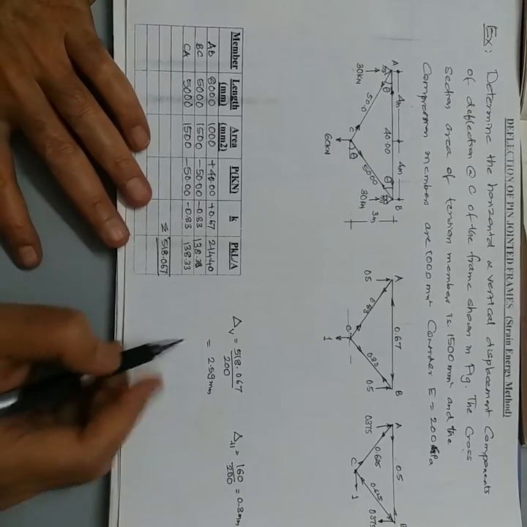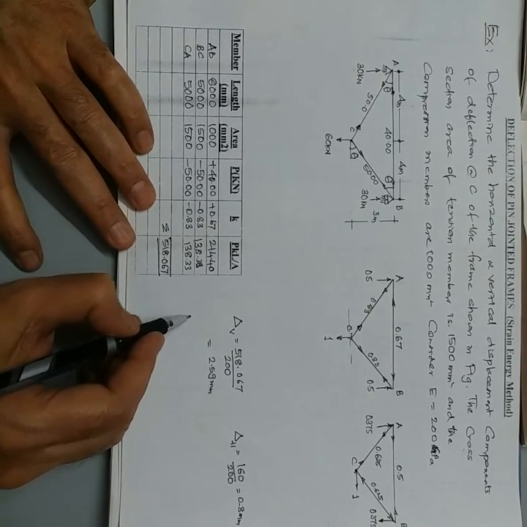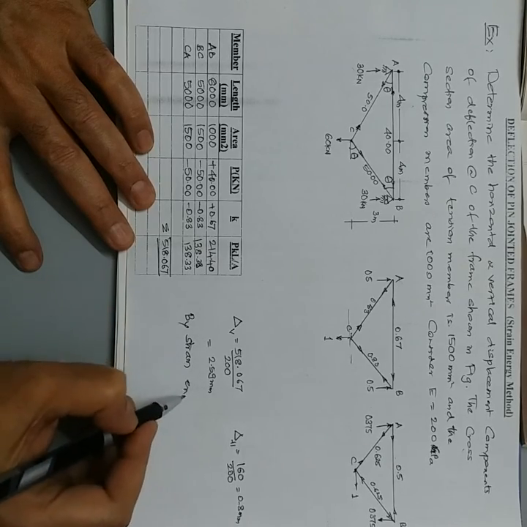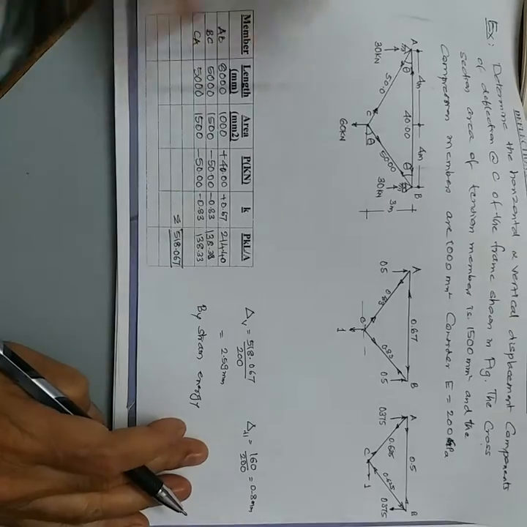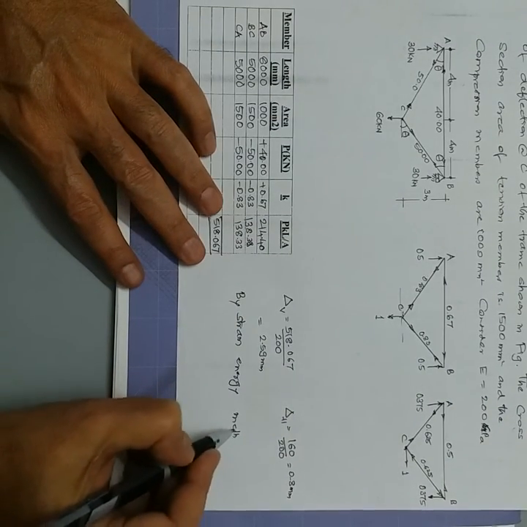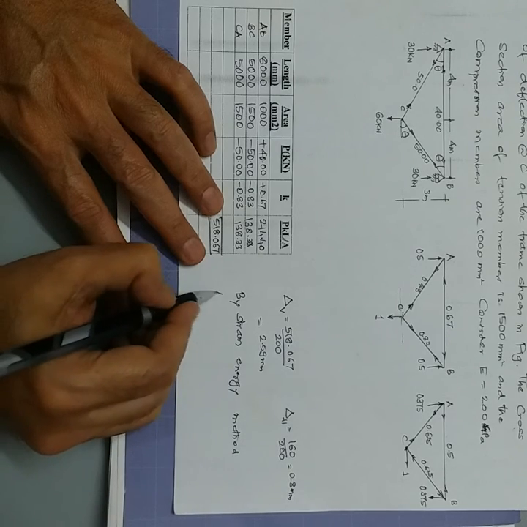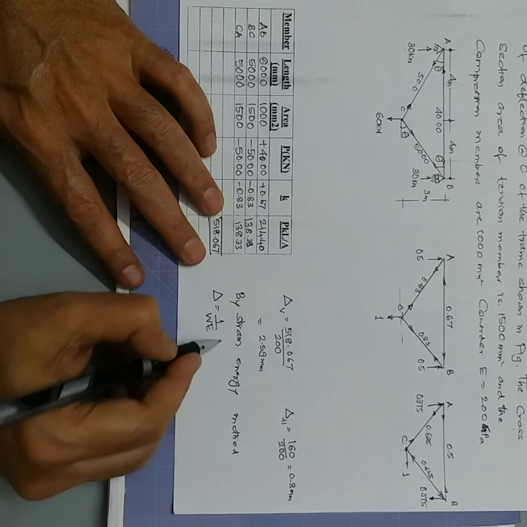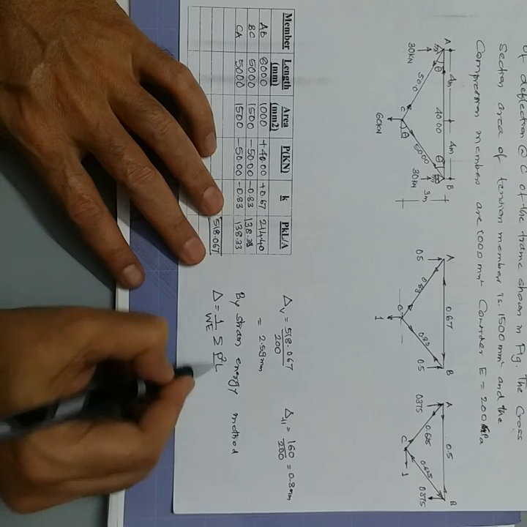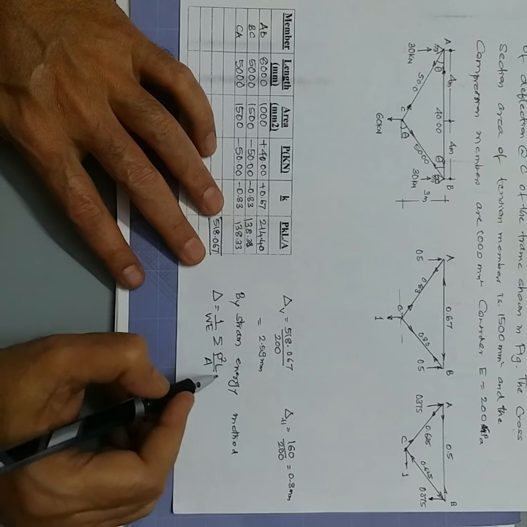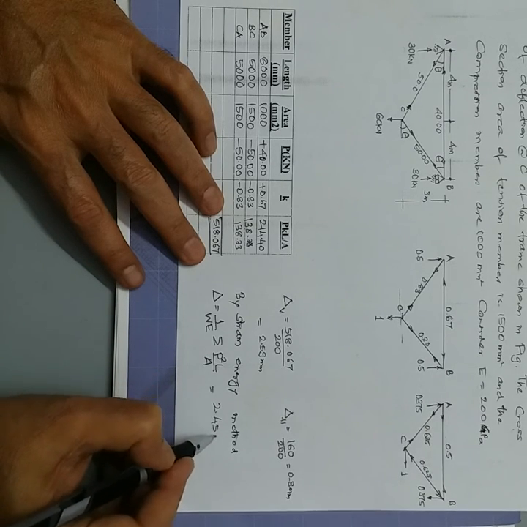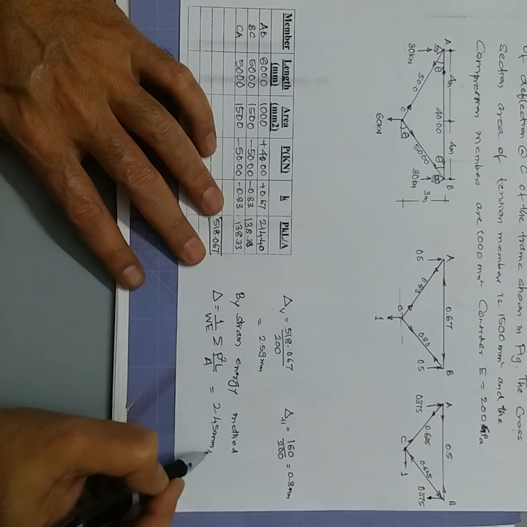So if you calculate by strain energy method, delta will be equal to 1 by 2E sigma P square L by A. So from this also you will get 2.45 millimeter. Thank you.